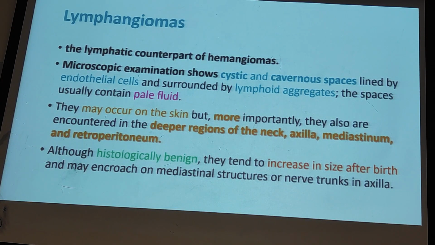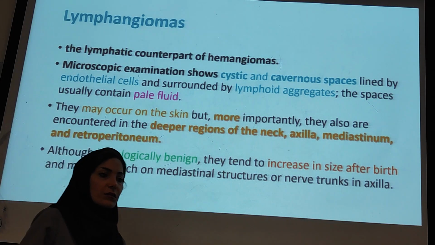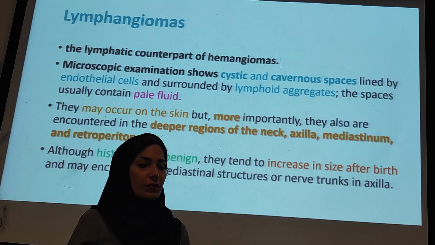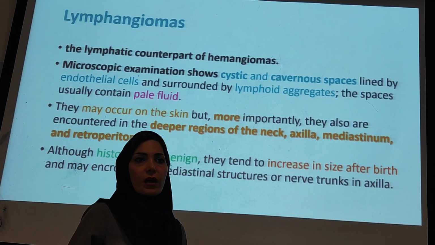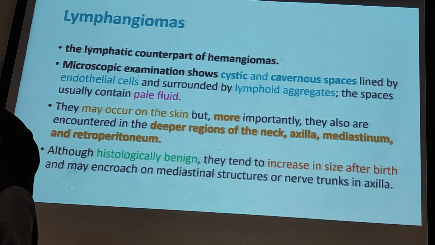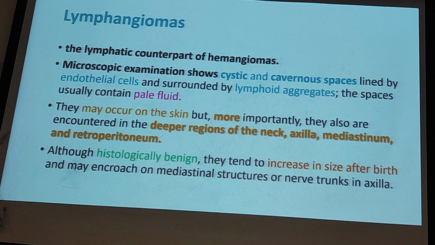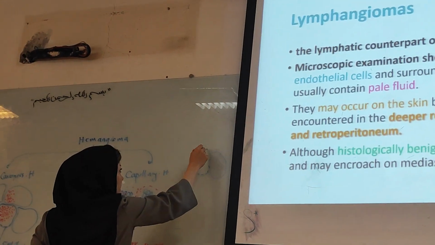These contents may be about hemangioma, but about lymphangioma. Lymphangioma also is another benign neoplasm that is a counterpart of hemangioma, and you see proliferation of the lymphatic vessels in the childhood period. Microscopic examination of the lymphangioma shows some dilated blood vessels that are lined by endothelial cells.